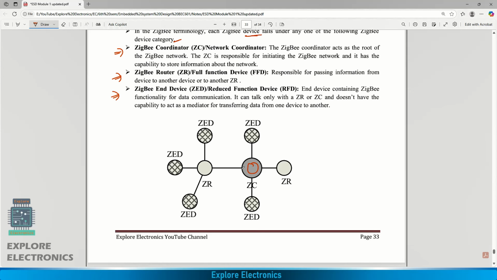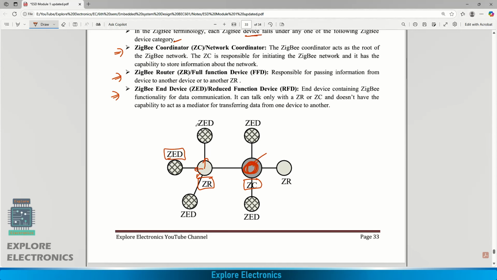This acts as the root of the network. This is the main part of the network. This will initiate the network and has the capability to store the information of the network. ZC indicates ZigBee coordinator. And there will be a router as well. Similarly, as we saw in Wi-Fi, there will be a router to connect the endpoints. This is responsible for transferring the information to the different endpoints.